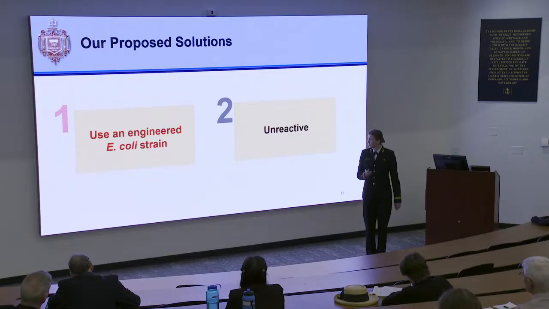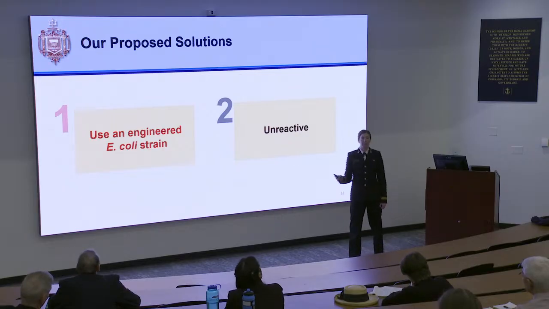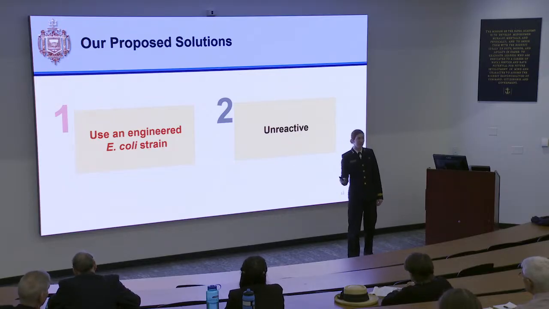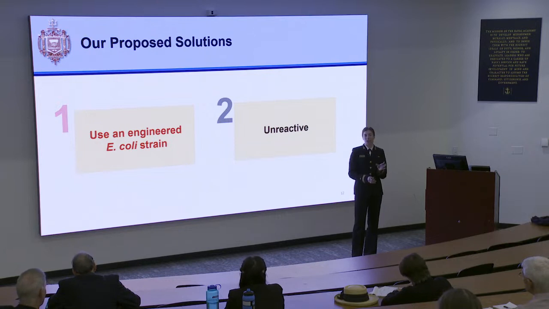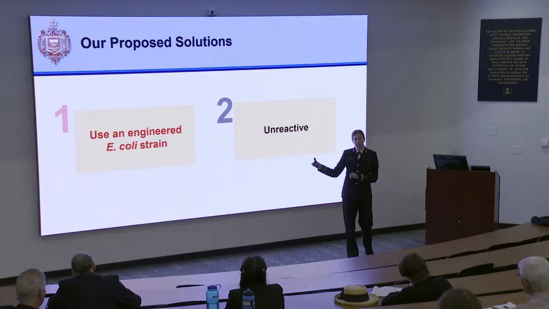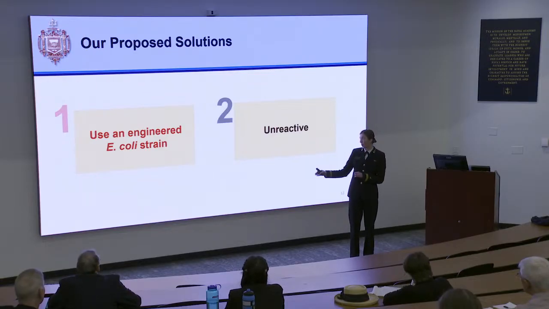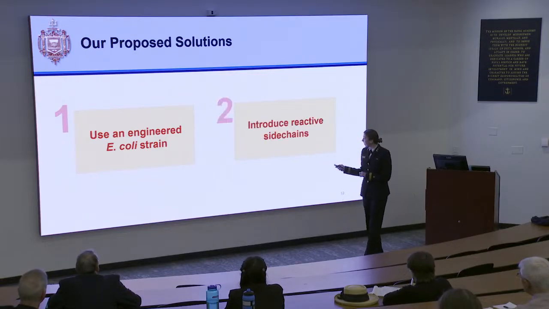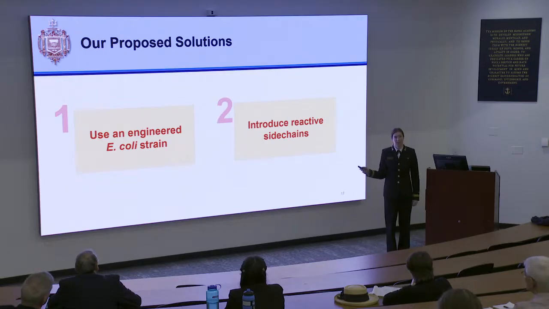Our solutions to these problems are, first, using an engineered E. coli strain. By using a plasmid, we can know that the molar ratio of the monomers that we add will be seen as the ratio in the product of our polymer. The second is introducing reactive side chains. This is where the azides and click chemistry come into play.